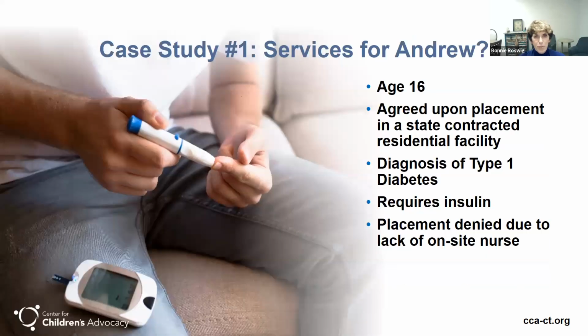Next slide, please. So who is our typical case, a case that we have gotten from some of you participating today? It's our client, he's 16. There is an agreed upon placement in a contracted residential facility. He's a type 1 diabetic. He does require insulin, but all of a sudden the placement, which was so hard to put together and required so many checkoffs, they're saying, "No, sorry, we don't have a nurse, can't do it." This is not okay, and this certainly goes in the direction of being an ADA violation. Next slide, please.